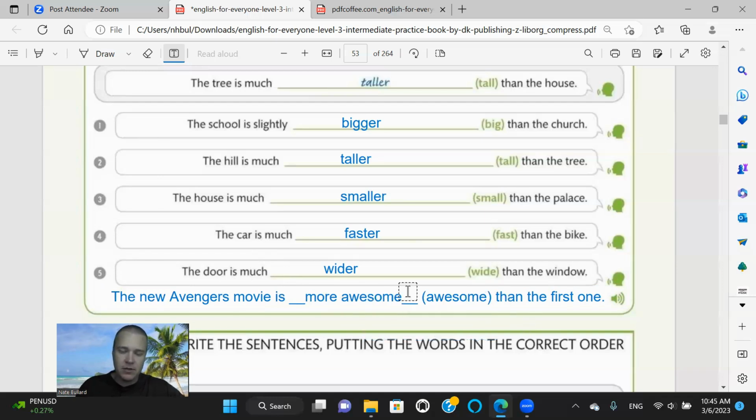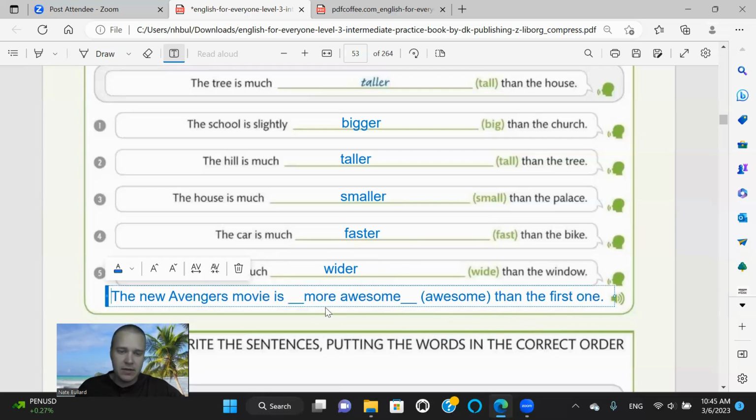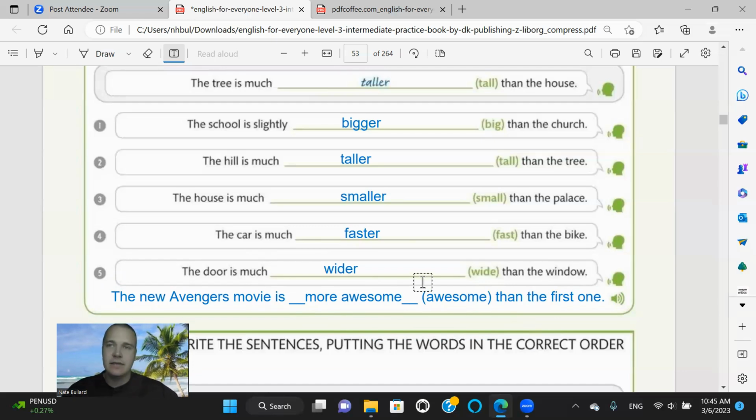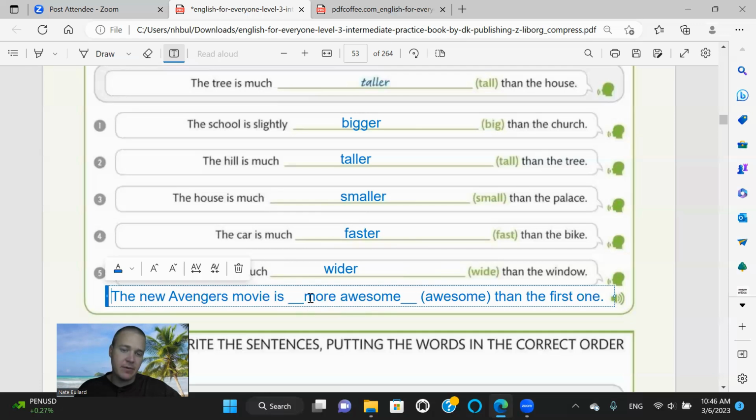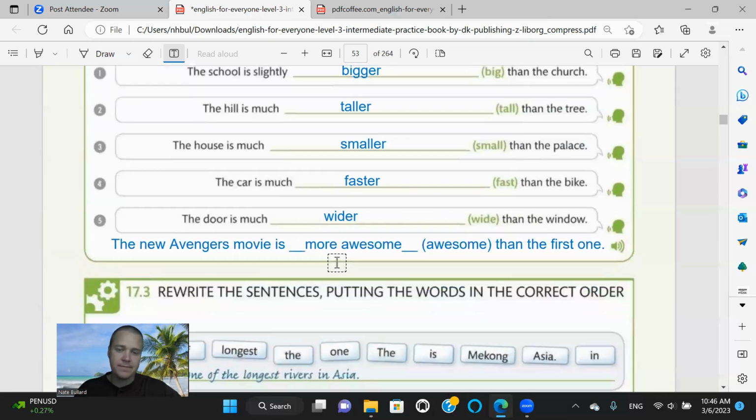Pero solo quería dar un ejemplo de que no siempre añadimos ER con palabras más largas. Muchas veces vamos a poner more y después la palabra, como en español, más asombroso. Aunque no creo que se traduce exactamente así, pero tienen la idea. Más rápido, ¿no? En inglés faster, pero a veces también colocamos la palabra more.